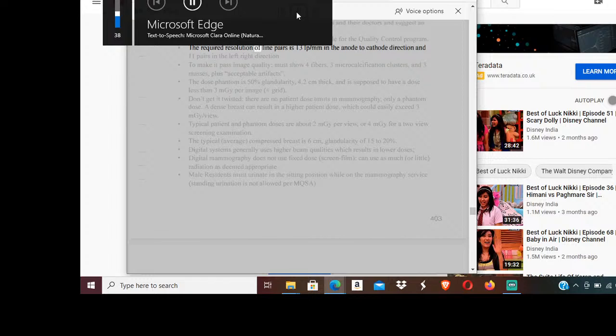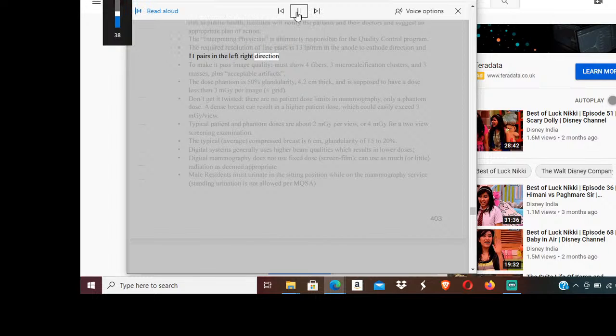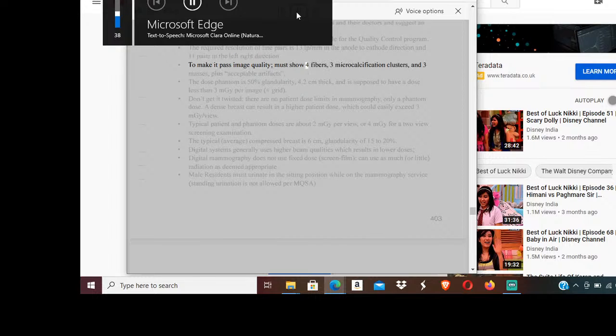The required resolution of line pairs is 13 lp/mm in the anode to cathode direction and 11 pairs in the left-right direction. To pass image quality, you must show 4 fibers, 3 microcalcification clusters and 3 masses plus acceptable artifacts.